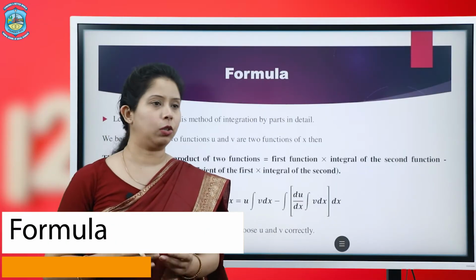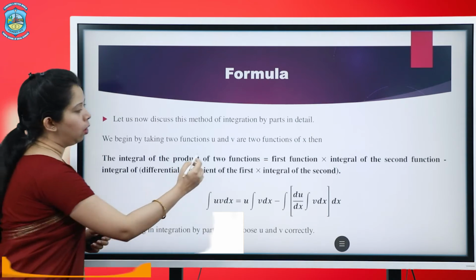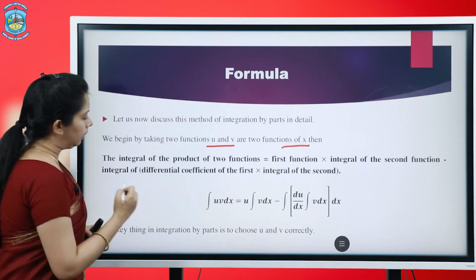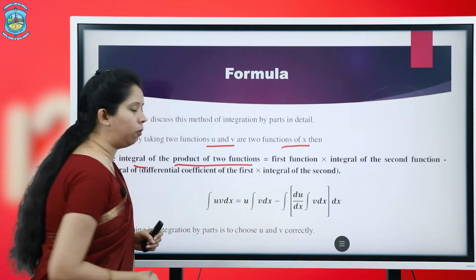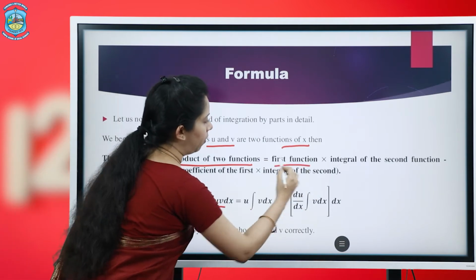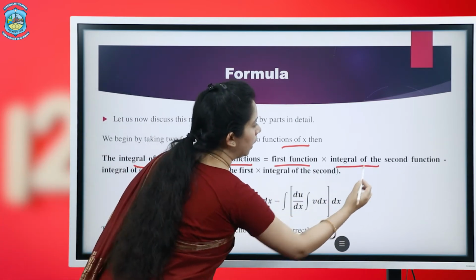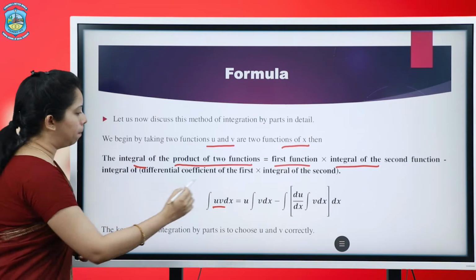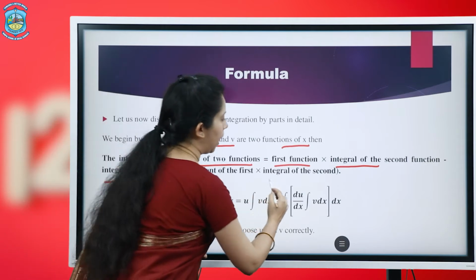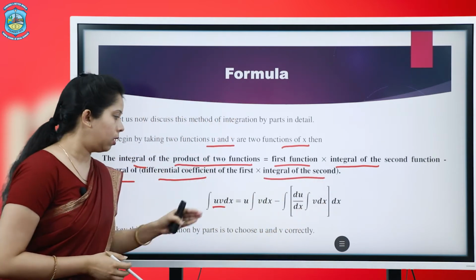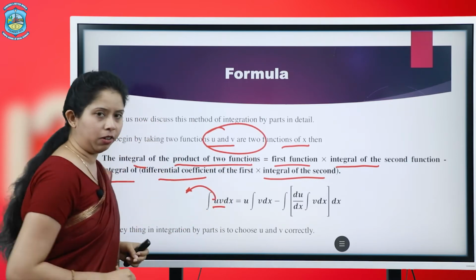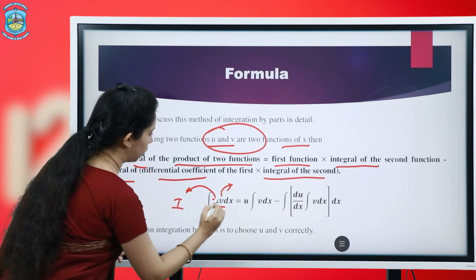Now, moving on to the formula of integration by parts. For this, we take u and v as two functions of x. Then the integral of the product of two functions, here u times v, is equal to the first function multiplied by the integral of the second function, minus the integral of the differential coefficient of the first function multiplied by the integral of the second function. So I consider u as the first function and v as the second function.